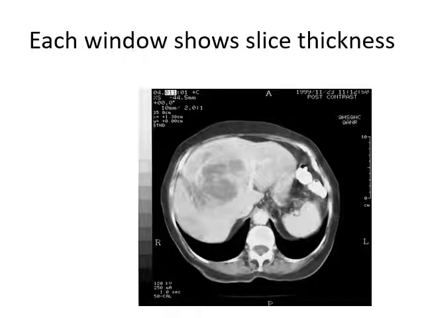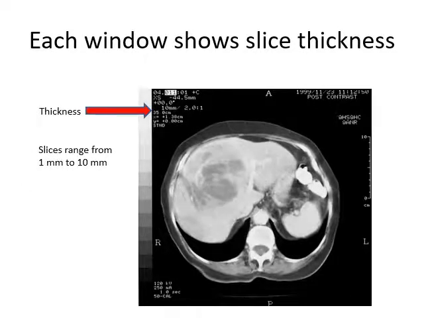Each of those windows is also going to show the slice thickness. So when you're reading the details here, I believe it says 1 millimeter thickness. So when the radiologist is looking at this, they know that this is a 1 millimeter slice they're looking at. The slices can range from 1 millimeter thick to 10 millimeters thick. If you're trying to figure out if there's a tumor or something in there, you probably would like to have thin slices so you can actually measure the volume or the extent of the tumor that's in there.